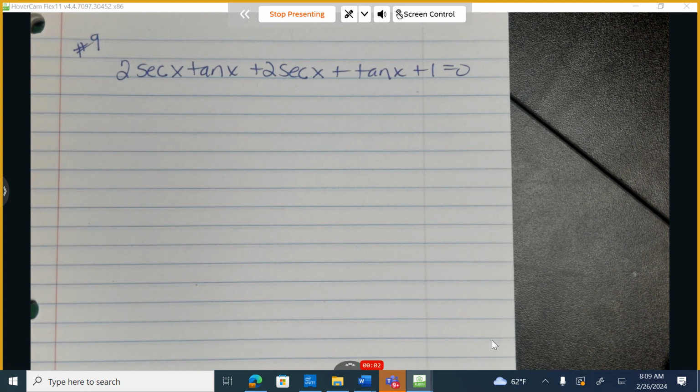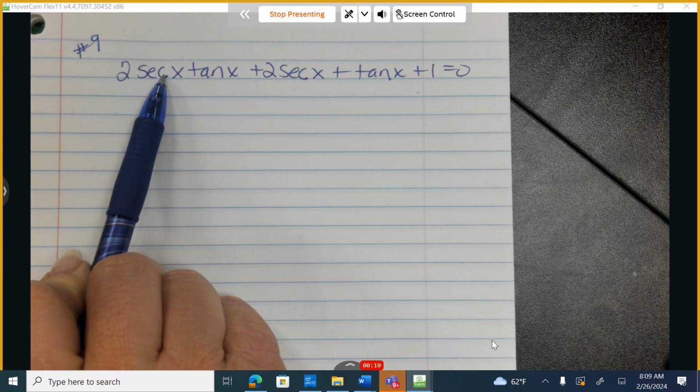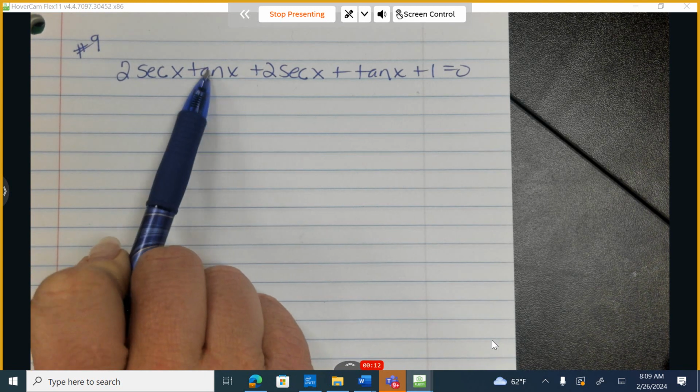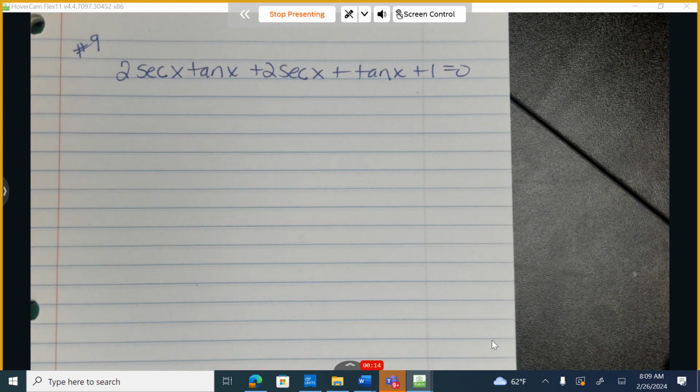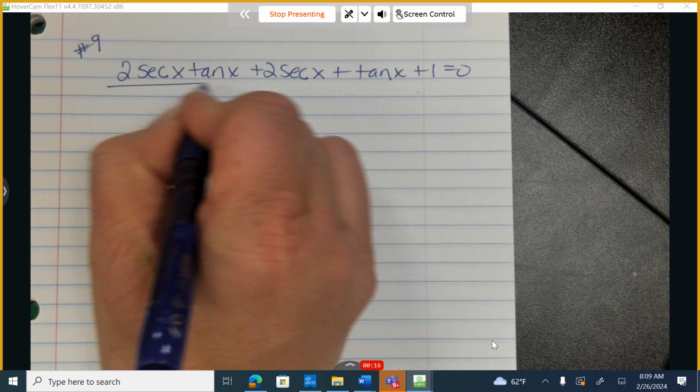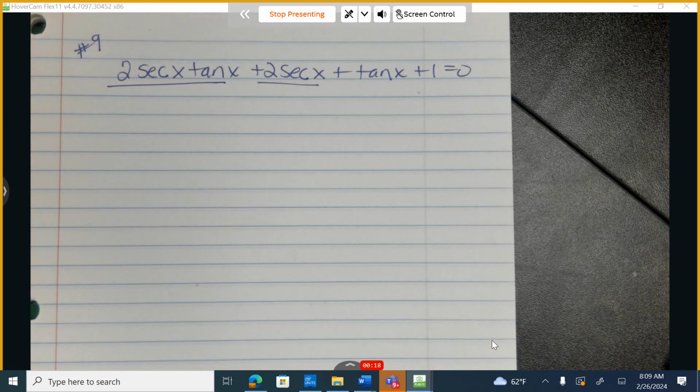So this is number 9 from Unit 12, Lesson 4. And when I looked at this initially, I thought, what am I going to do? So I initially started writing this as 1 over cosine and sine over cosine, and I went nowhere with it. And so then I recognized that both of these quantities contained a 2 secant.